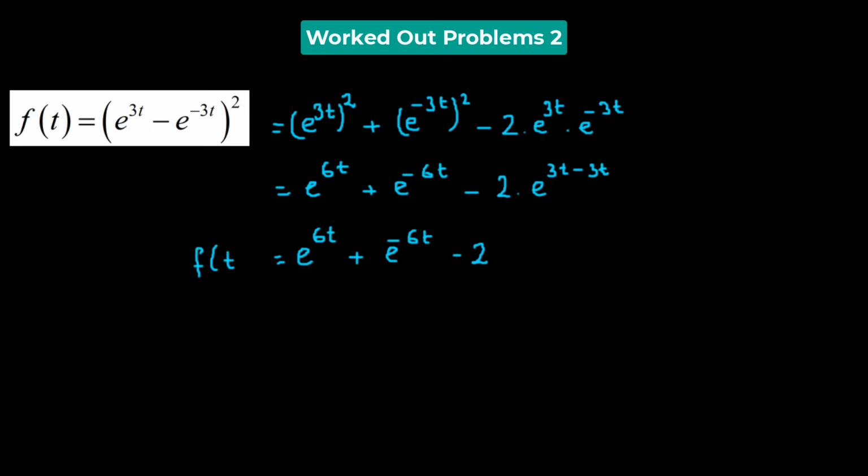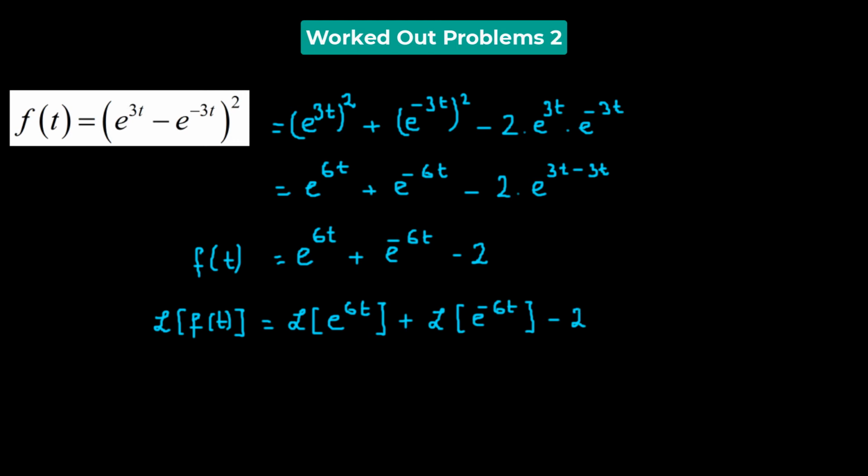So we have f of t. Now we'll determine the Laplace transform of the given function f of t. So that will be equal to the Laplace transform of the entire function. We applied the property of linearity. So we have the Laplace transform of e raised to the power of 6t plus the Laplace transform of e raised to the power of negative 6t minus, 2 being a constant, we're going to take it out of the operator, so that will be negative 2 times the Laplace transform of 1.